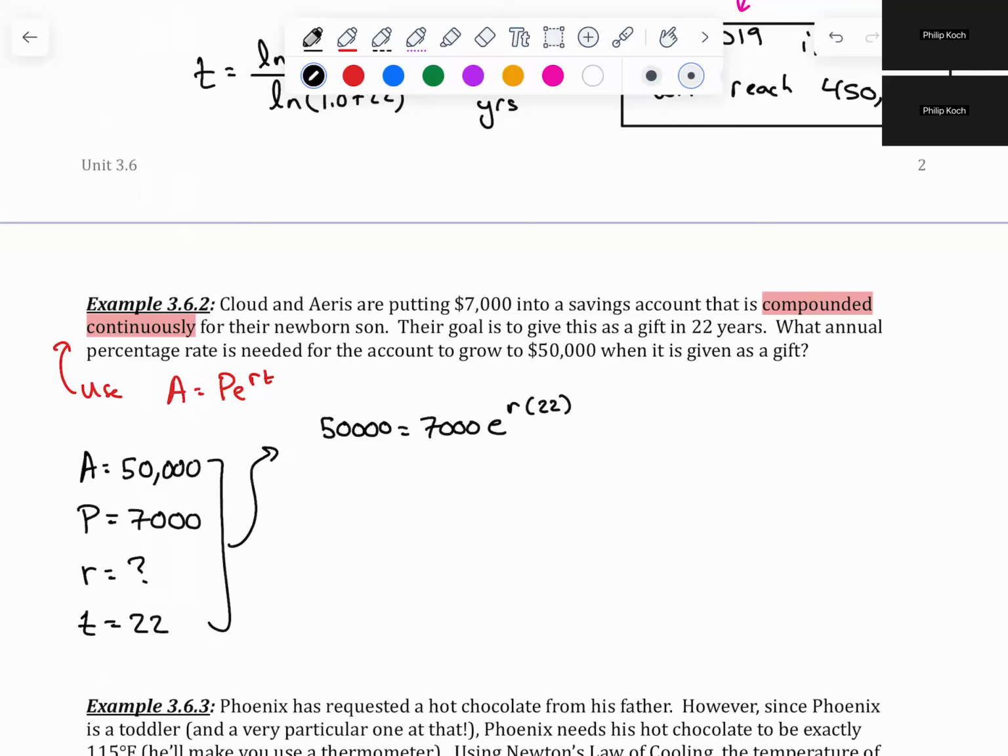So we're going to solve for this one. We need to solve for the rate, so we need to get the rate by itself. The first thing to do would be to divide both sides by 7,000. And that will reduce down to 50 over 7 is equal to e to the 22r.